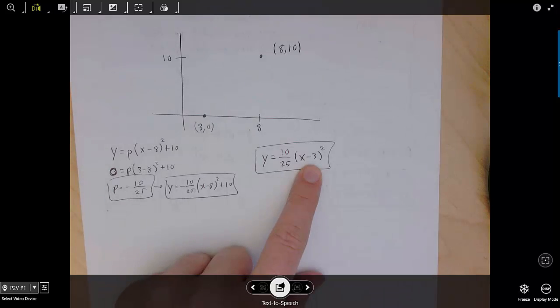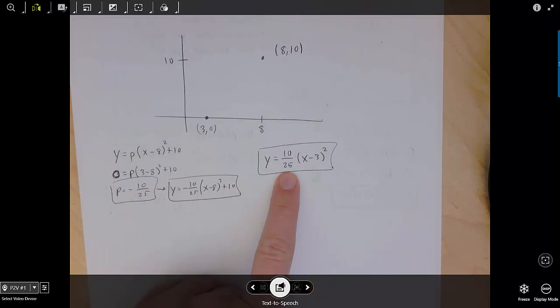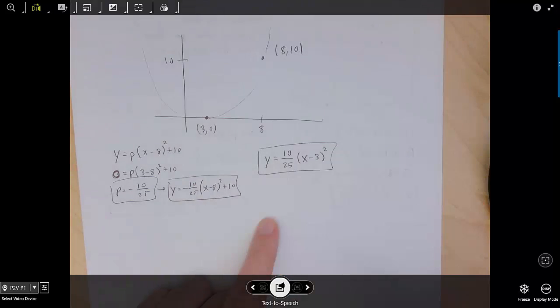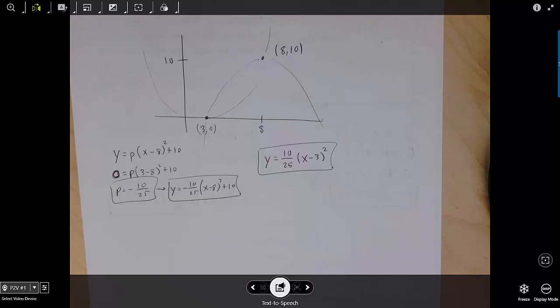I know that the x-coordinate is here at 3. I know that the y-coordinate of the vertex is 0. And then the scale factor, I know it has to be positive because I am going upwards here. But the exact magnitude is the same as the magnitude of this one because it's symmetric with this other parabola that we just solved for.